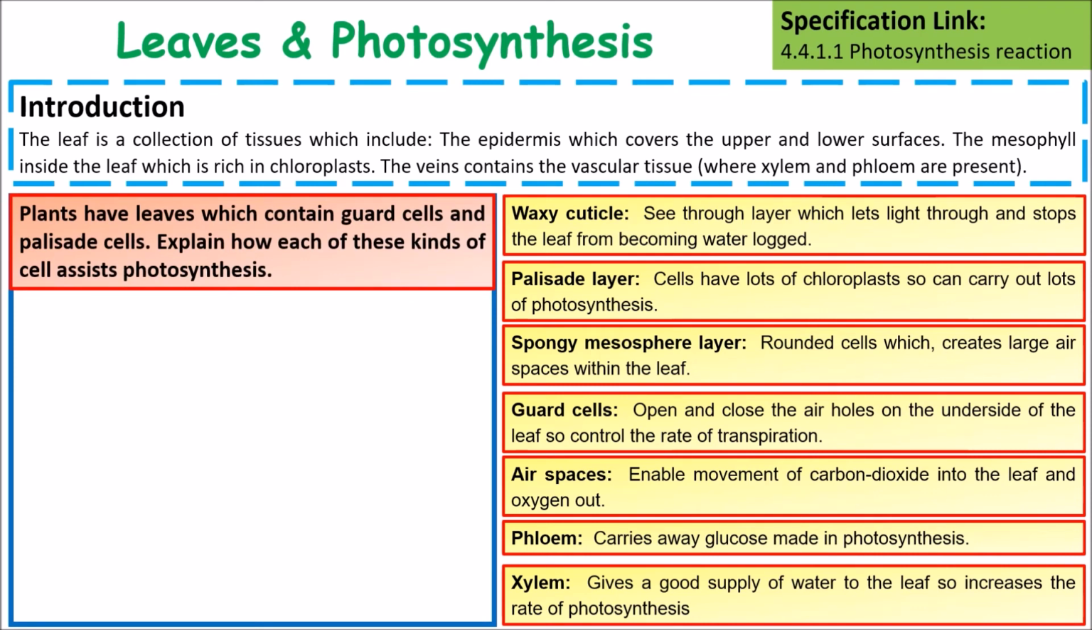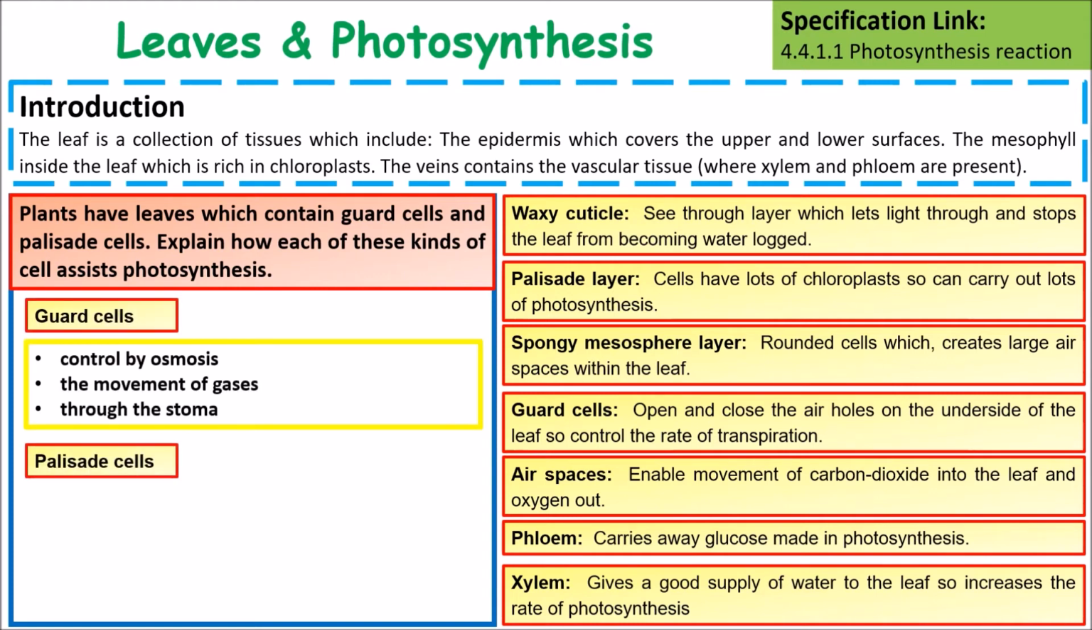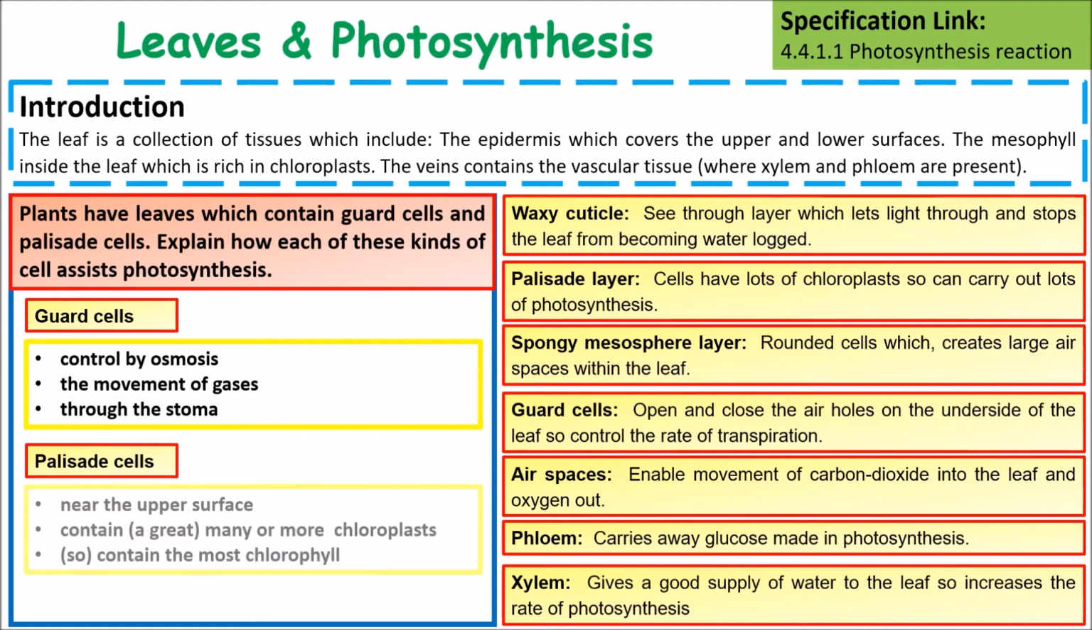So we have a look at this question. Plants have leaves which contain guard cells and palisade cells. Explain how each of these kinds of cells assist photosynthesis. So if you want to have a quick think about that. Guard cells, their opening and closing are controlled by osmosis. They control the movement of gases through the stomata. And palisade cells are found near the upper surface, so they contain lots of chloroplasts and therefore contain the most amount of chlorophyll, which carries out photosynthesis.